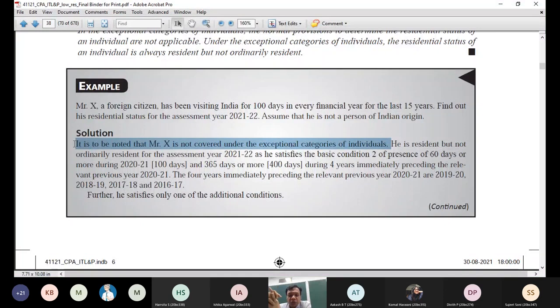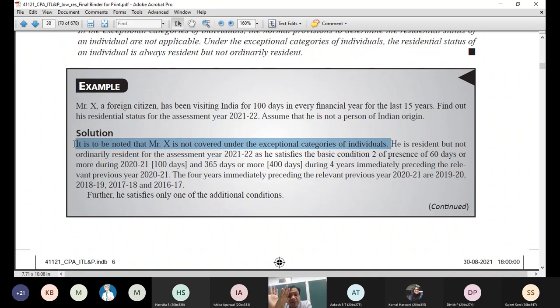He is resident but not ordinarily resident for the assessment year 21-22, as he satisfies the basic condition 2 of presence of 60 days or more during 2020-21, and within bracket you write the number of days also, so that the examiner knows that you know the exact number of days, 100 days, and 365 days or more, again within bracket 400 days during the 4 years immediately preceding the relevant previous year 2021. Then you are also explaining to the examiner that the 4 years immediately preceding are 19-20, 18-19, 17-18 and 16-17.